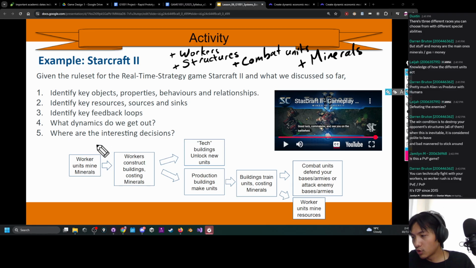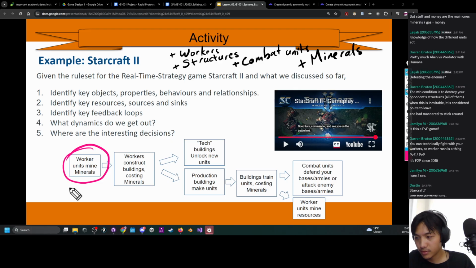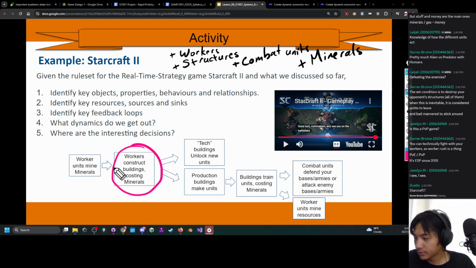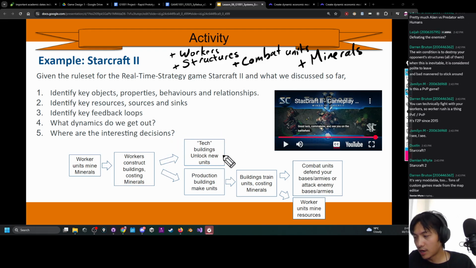Okay, so one of the main loops that you have here is your workers can mine minerals. Your workers can also construct buildings that cost minerals. The buildings they can produce can either be tech buildings that unlock new units or production buildings that make more units. So there are some choices here, right? Production buildings can, for example, make more workers. You can build a structure that will just make more workers, right?